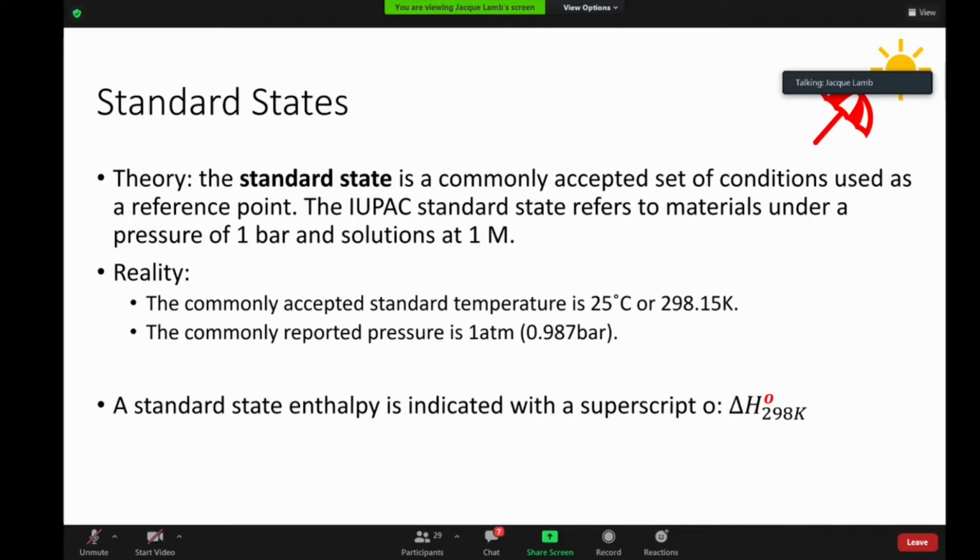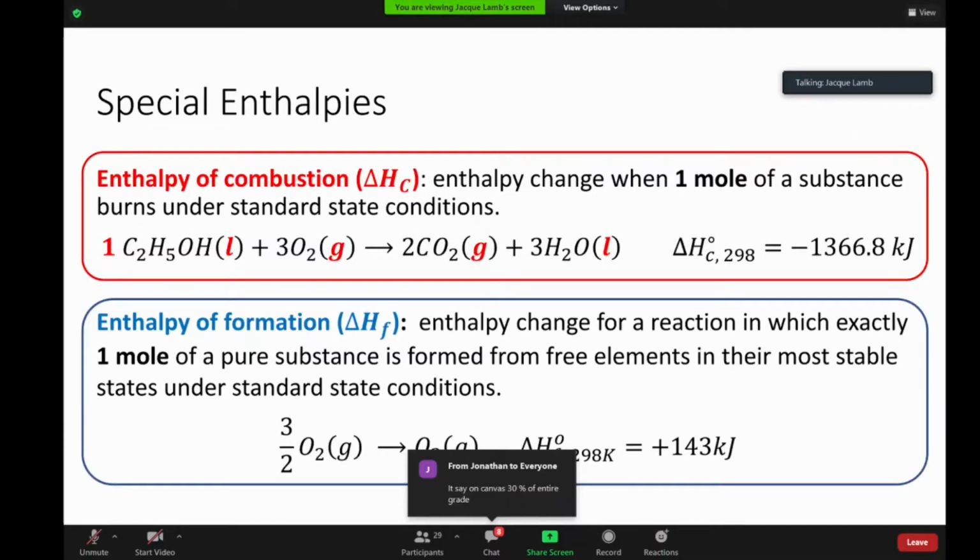I don't want you to panic when you see something that says delta H sub whatever. That little subscript is basically telling you what type of enthalpy you're talking about. So for example, delta H sub C, often you'll see that written out as COMB for combustion. That's the enthalpy of combustion.